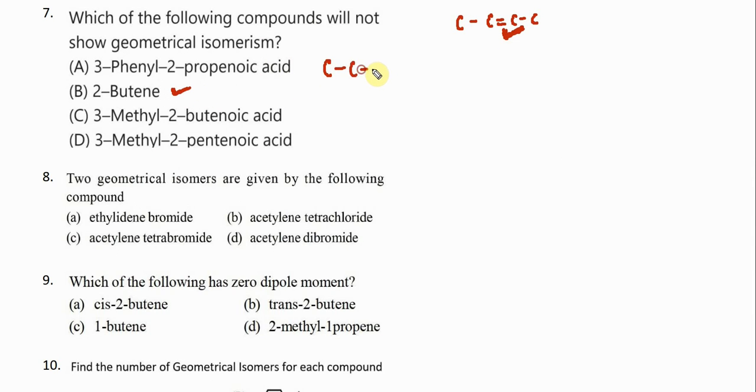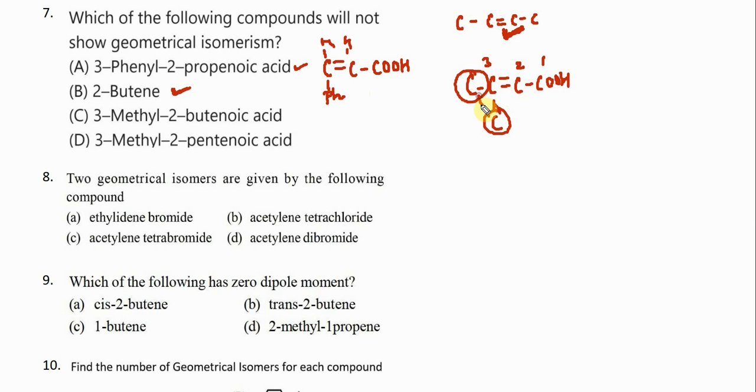3-phenyl 2-propanoic acid. So this is propanoic acid. This is carbon 1, this is carbon 2. Carbon 2 has the double bond. 2-propanoic acid, with 3-phenyl here. Okay, so can this show? Yes, because of hydrogen, it can show. So A can show, B can show, C. 3-methyl 2-butanoic acid. 1, 2, 3, 4. This is butanoic acid. With 2-butanoic it comes here. Carbon 1, carbon 2. And then 3-methyl. Okay, this is carbon 1, carbon 2, carbon 3. 3-methyl. Same group. Correct? So it cannot show. So this is the correct option, that will not show.